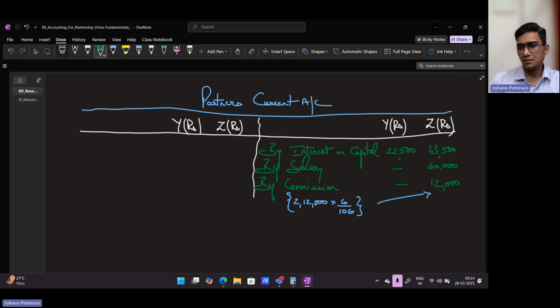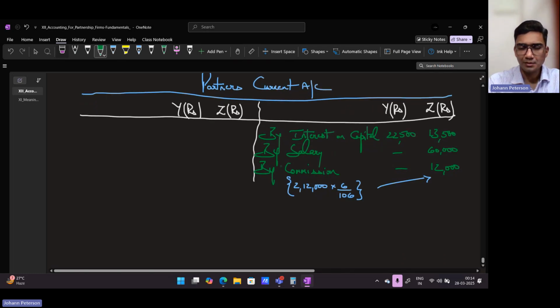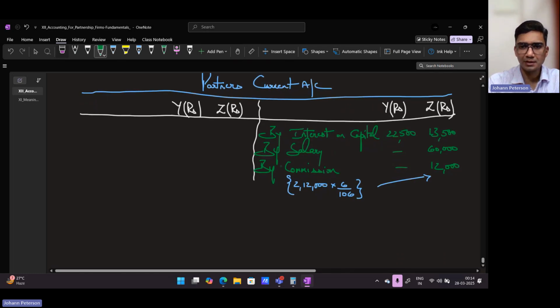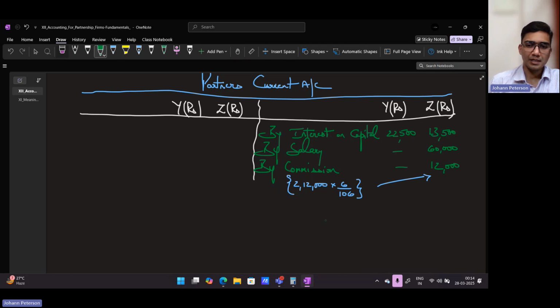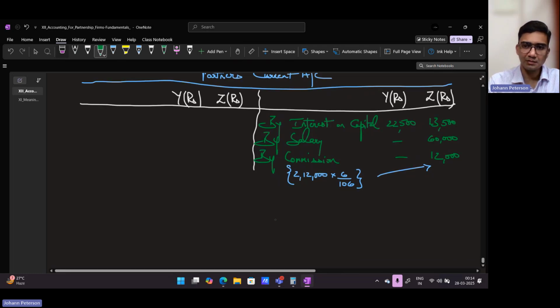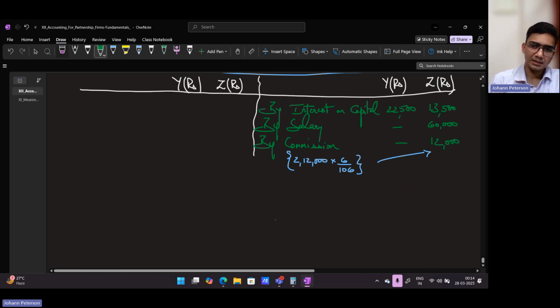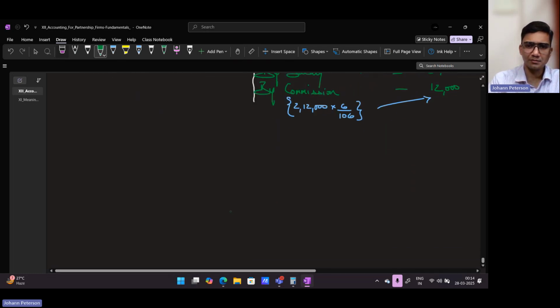Next, anything else that will come in this account? If we make this account, we know an amount comes into it from the profit and loss appropriation account. That is our profit that we show in this account. So let's see how we calculate that profit. Normally, we will just get that amount by making the account.